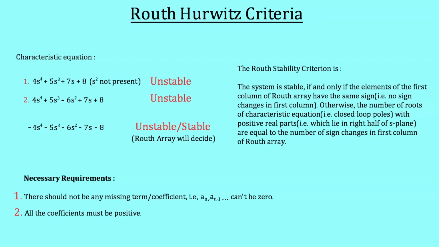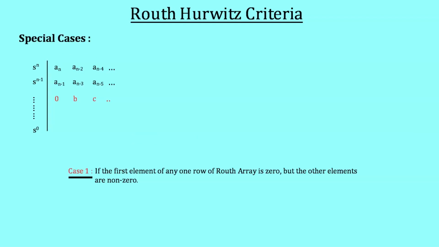Whatever we have discussed so far are quite simple cases, but sometimes you may face a few special cases in which you have to follow certain other steps to form the Routh table. These cases are special cases. The first special case is when the first element of any one row of the Routh array is 0, but the other elements are non-zero. In this case, we have to replace the 0 with epsilon, where epsilon is mostly a very small positive number, but sometimes we have to assume epsilon to be a negative value.